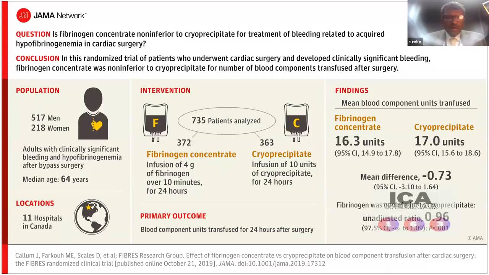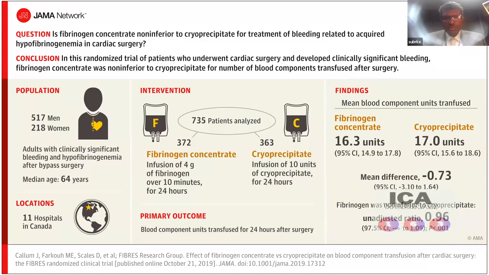They studied only less than 100 patients in each group. And here you can see 372 patients received fibrinogen concentrate and 363 patients received cryoprecipitate. The way they gave it, fibrinogen concentrate was given 4 grams over 10 minutes. During 24 hours, if you find the need for fibrinogen, they can give that.